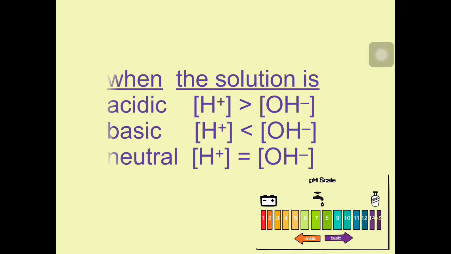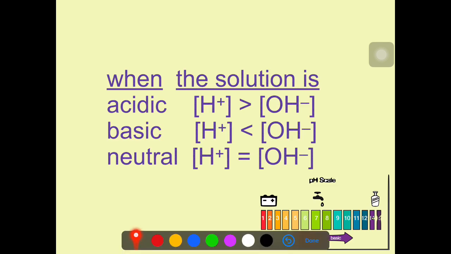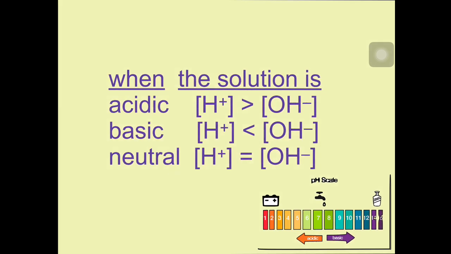So to reiterate, acidic solutions have a larger concentration of H plus ions as compared to OH minus ions. Alkaline or basic solutions have smaller concentration of H plus ions as compared to OH minus ions, and the neutral solutions have equal H plus and OH minus concentration.